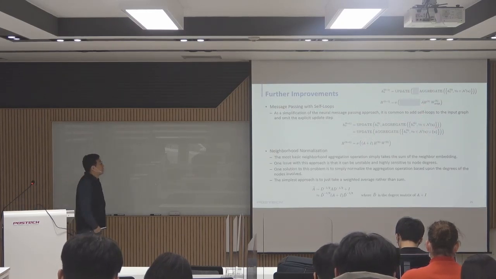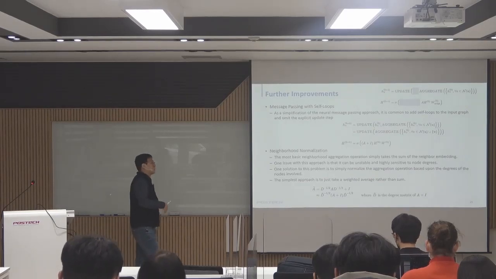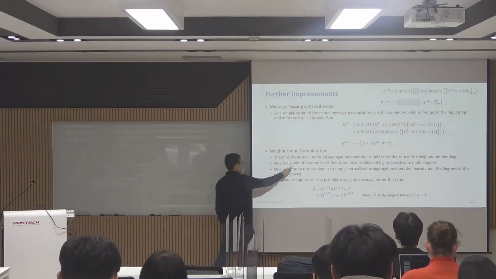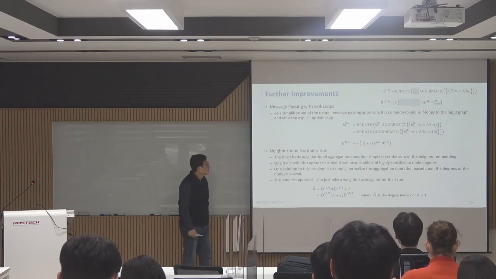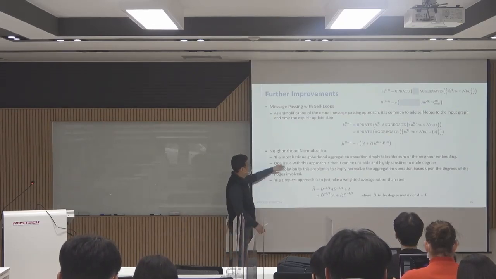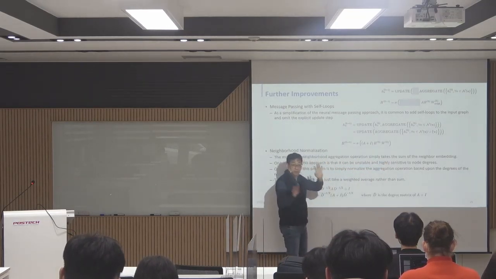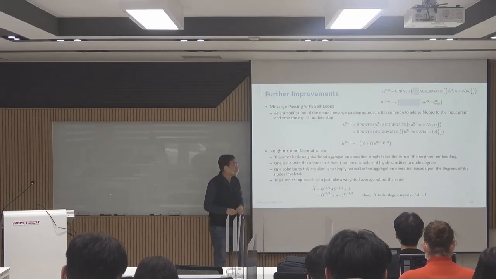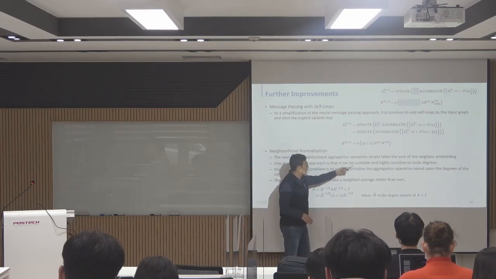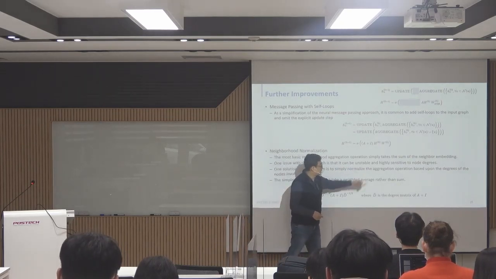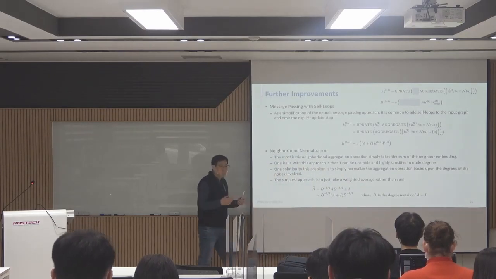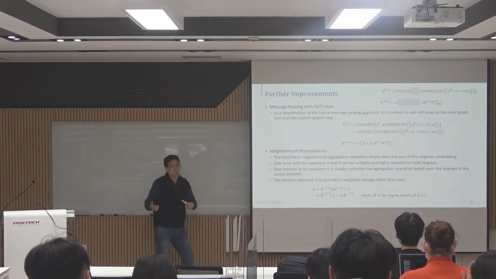Another issue, or second improvement, is again normalization. The simplest, most basic neighborhood aggregation operation is simply to take the sum of the neighborhood embeddings. That's what we did so far. But one of the issues is that when you compute or update this way, it's going to be unstable and highly sensitive to the node degrees. Some nodes have many edges, some of them don't.